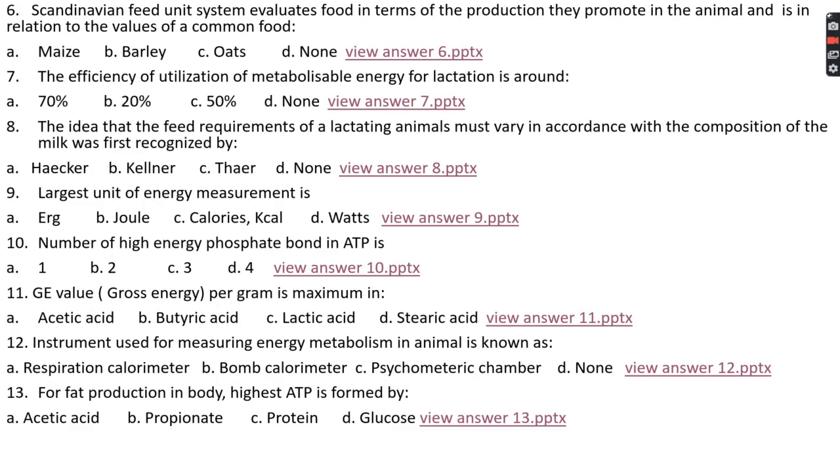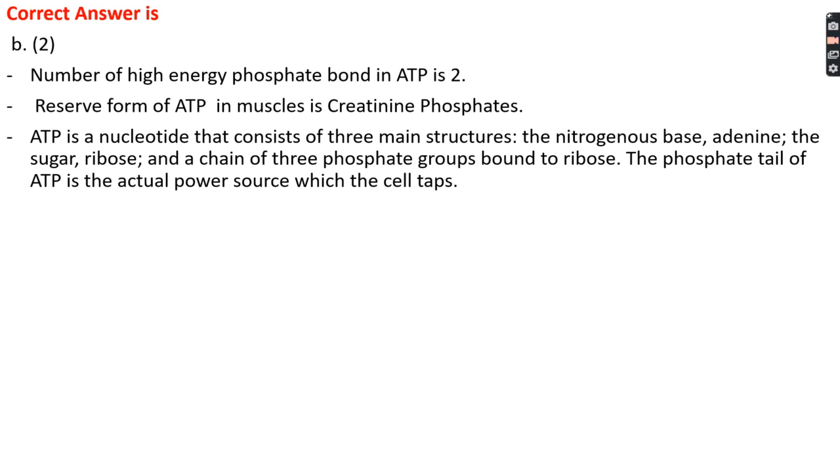Question number 10. Number of high energy phosphate bonds which are present in ATP is option A 1, option B 2, option C 3, option D 4. The right answer is option B, that is 2. The number of high energy phosphate bonds present is 2.